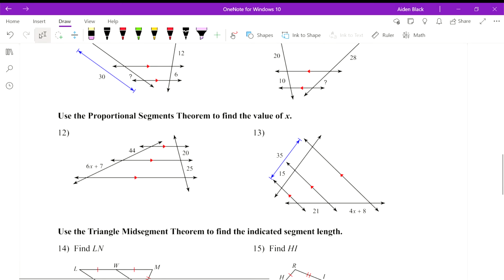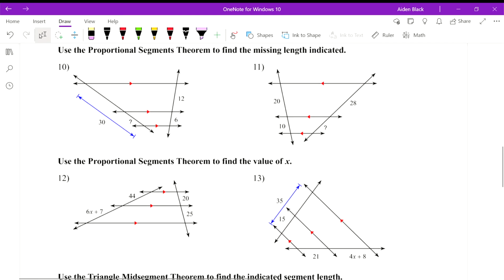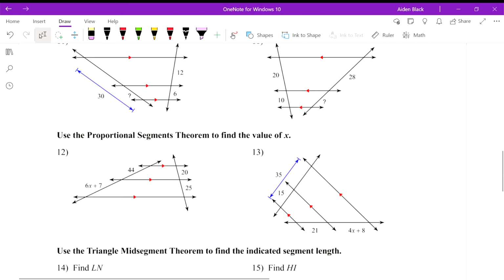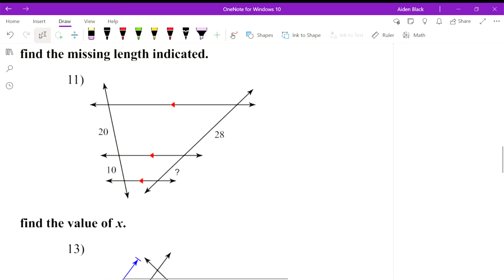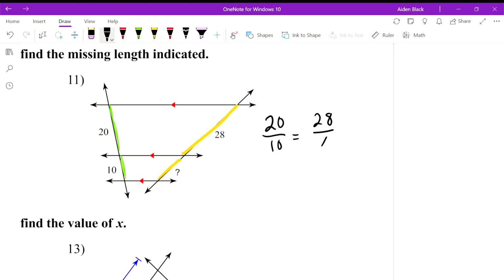Okay, proportional segments theorem. We need to use that to find the value of x. We'll do this first one up here actually, because this one's a little simpler. It's so much like what we've been doing with everything else. So it's this length divided by this length is equal to this length divided by this length. So we can write it just like that. 20 divided by 10 equals 28 divided by x.